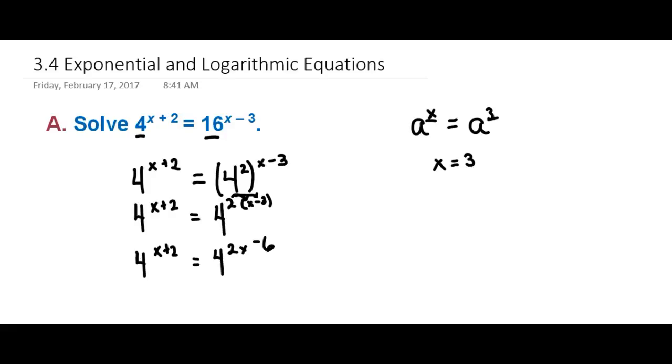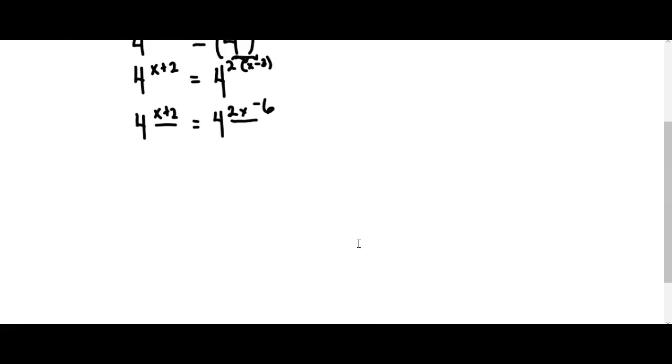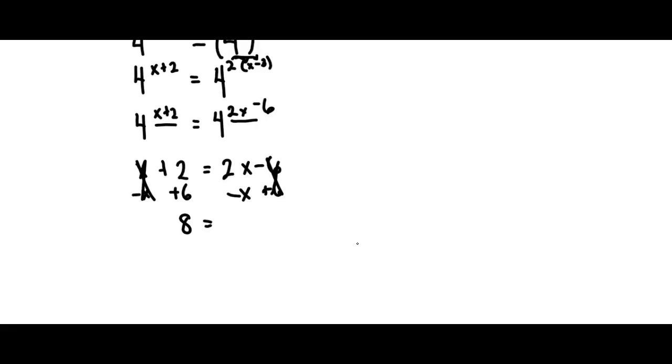So now I know that this exponent has to be equal to this exponent. So I can come down here and make this x plus 2 is equal to 2x minus 6. And then it's just algebra that you're familiar with. So we'll subtract x from both sides, add 6 to both sides. We get 8 equals 2x. So when we divide by 2, we get x is equal to 4. So that's how you would go about solving one-to-one problems such as this.